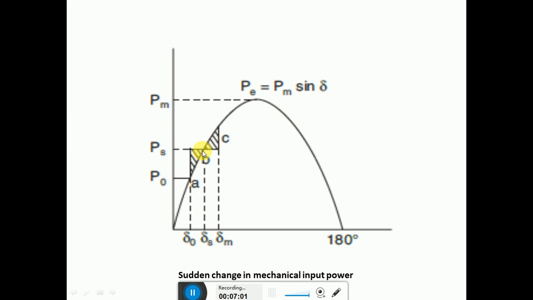So the acceleration force will be 0 here, but due to this acceleration, whatever stored energy is there, and due to the inertia of the rotor, the machine angle will further increase. Due to the angle increasing, the electrical power output will further increase.